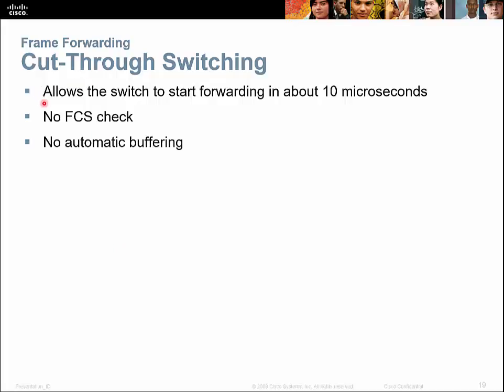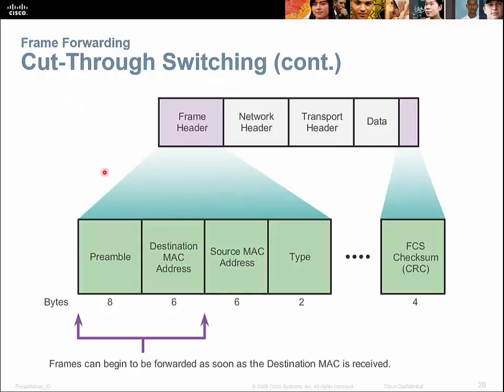Cut through allows the switch to forward in about 10 microseconds. It doesn't check, it just forwards it as soon as it knows where it's going. Same thing here, little checksum, nothing major, where it's going, where it's coming from. Like I said, cut through switching is the fastest way of doing it, but if you're watching video or doing anything like that, you may see some pixelations, and that's why you get it now.